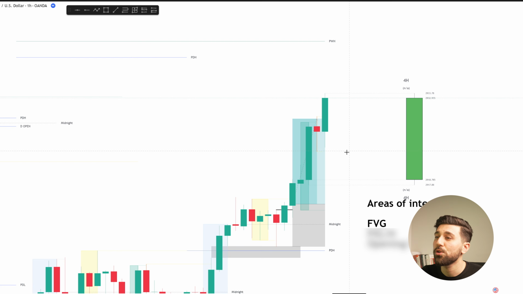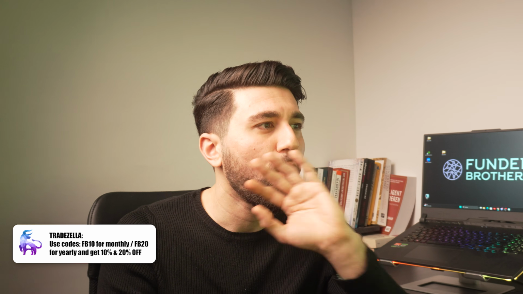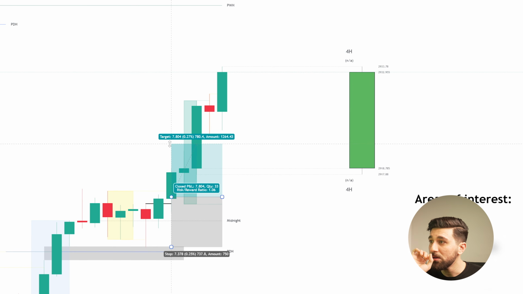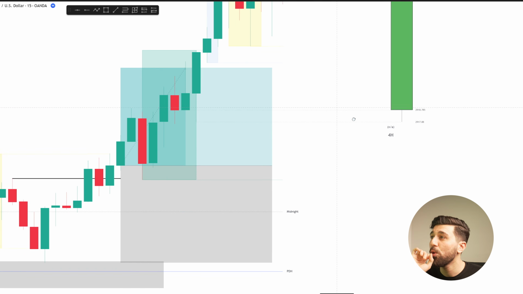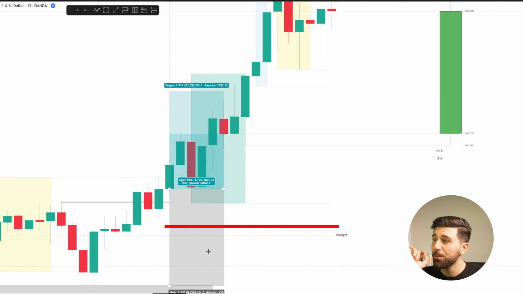I wanted to see new all-time highs, but obviously for the strategy in itself, a 1 to 2 is all you need. Just aim for a 1 to 2, and once you hit 1R, so after price pushes up to here, you go break even, okay? So at 1 to 1, you put your stop loss from here to here.